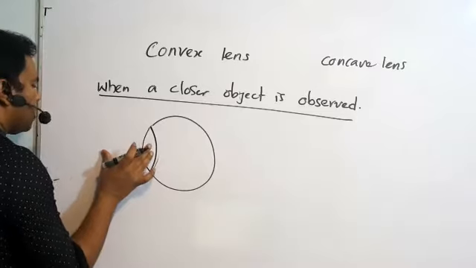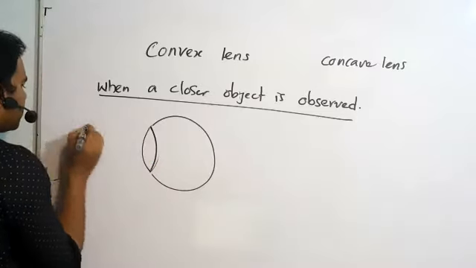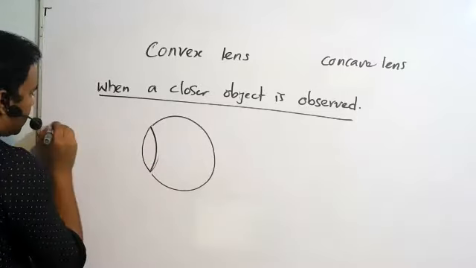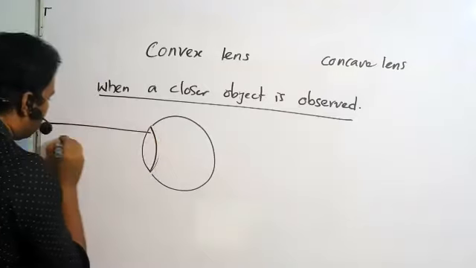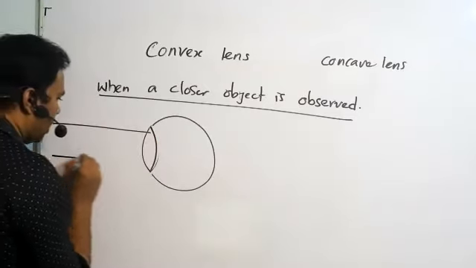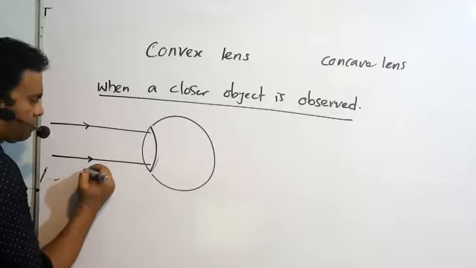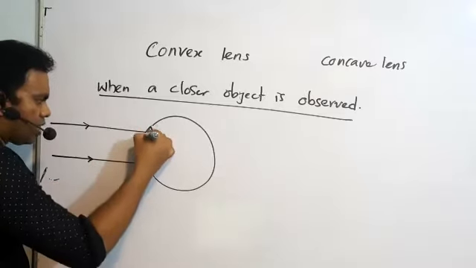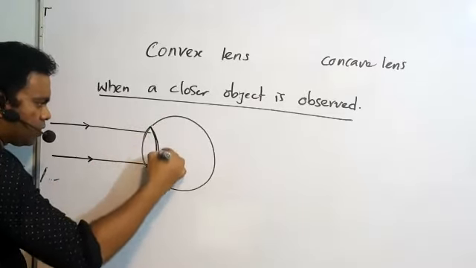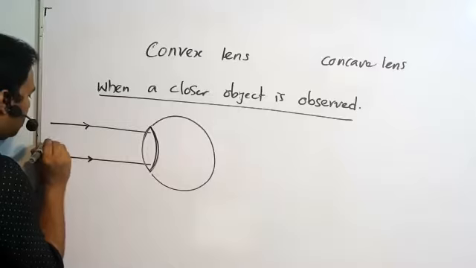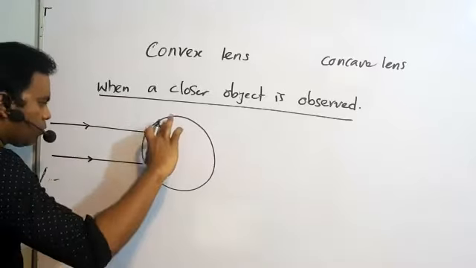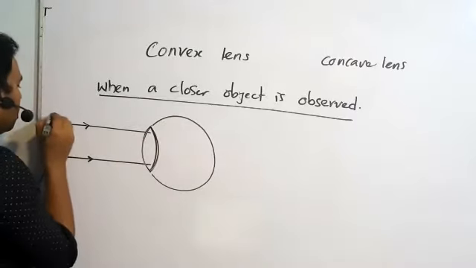When the eye observes objects which are situated far away, those light rays are coming as parallel light rays. When light rays are coming from an object situated far away, the eye feels it like light rays from infinity.